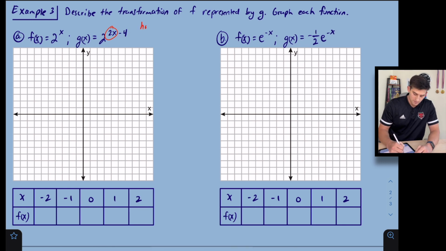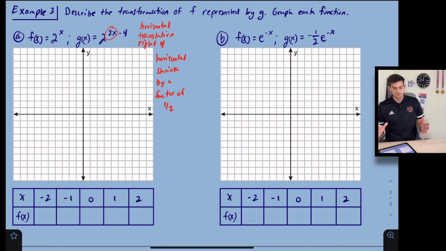So we know this is going to be a horizontal shrink by, let's actually list our translation first. Horizontal translation right 4. Then we're also going to have a horizontal shrink by a factor of 1/2. Okay, so that's what's happening there.